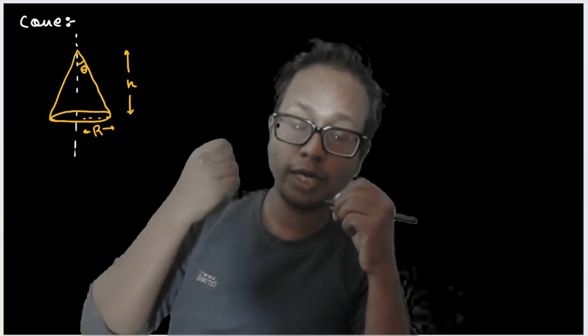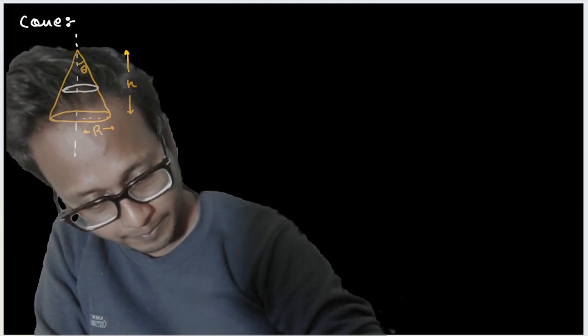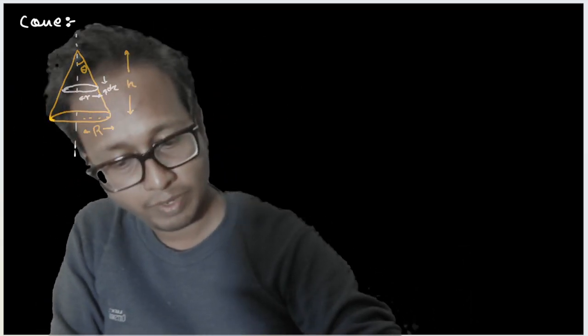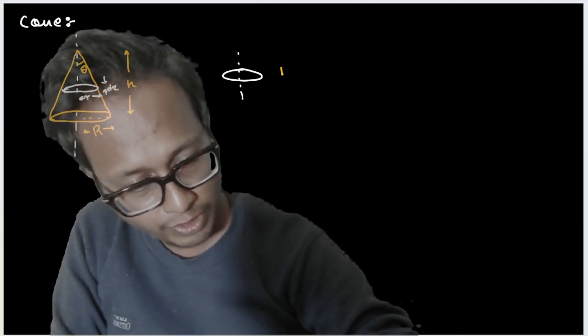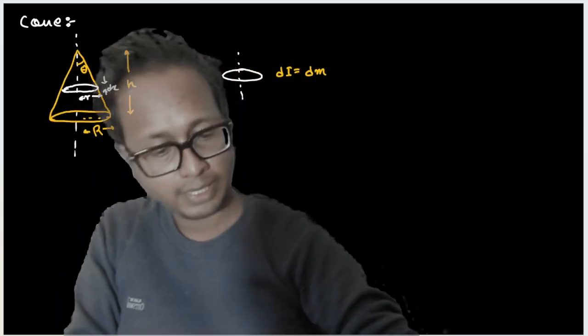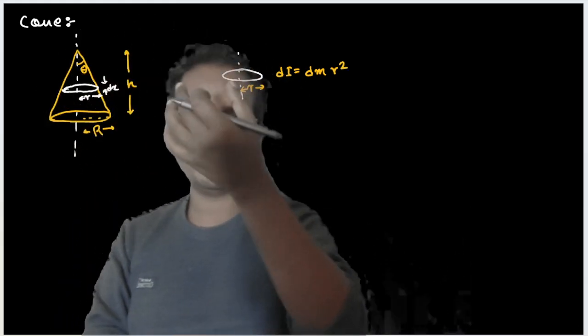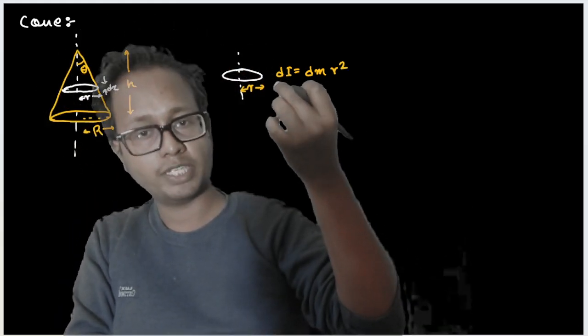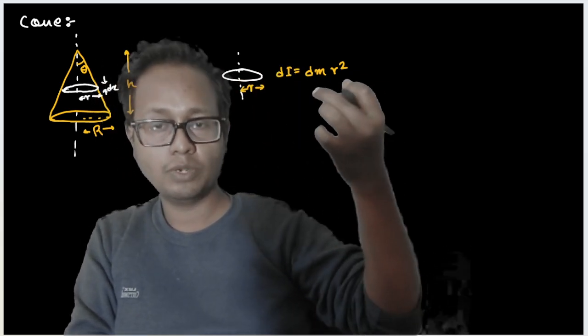And how do I take the elements? While dealing with a cone, the element is nothing but a circular disc, a circular disc of thickness dx. Let the radius of the circular disc be r. My first question is, what is the moment of inertia of the circular disc about this axis? It is nothing but the elemental mass of the disc into r square, where r is the radius of the disc.